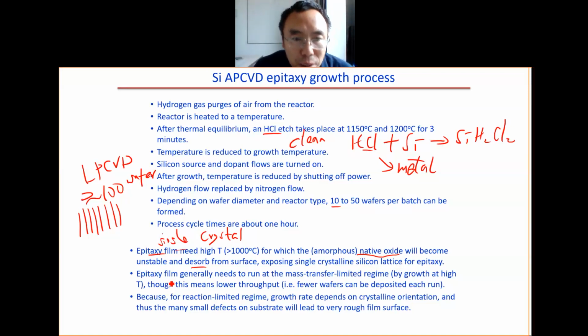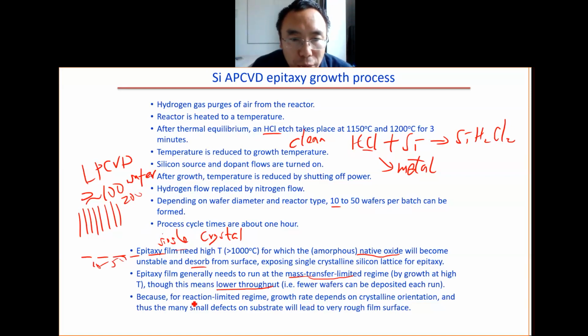Normally the epitaxial film we need to run at the mass transfer limited regime. For the mass transfer limited regime, we have to put the wafer like this. We cannot put the wafer vertically. This is why the mass transfer limited regime has lower throughput. You can put 10 to 50 like this, whereas in the other case we can go to 100 or 200 wafers. The lower throughput means fewer wafers can be deposited each run.